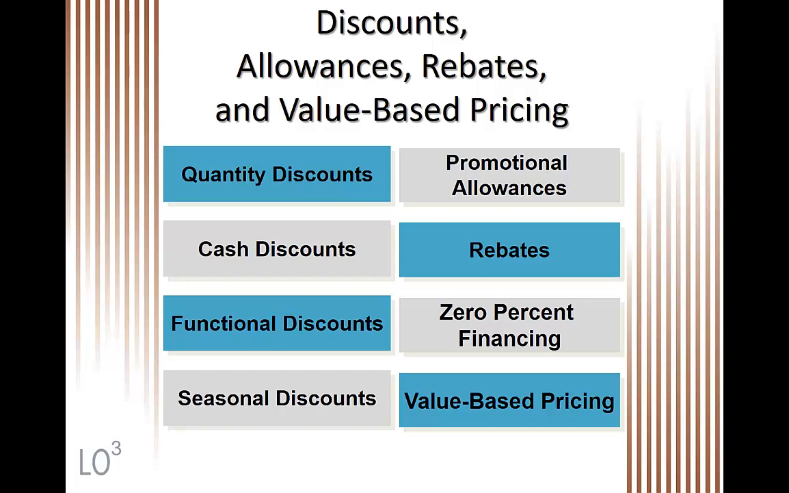Functional discounts, aka trade discounts, are offered when the channel intermediaries perform a service for the manufacturer. Seasonal discounts are lower prices for buying merchandise out of season. Promotional allowances or trade allowances are payments to dealers for promoting the manufacturer's products. Rebates are cash refunds given for purchasing a product within a specific period. 0% financing offers no interest charged to increase sales. However, it does cost the manufacturers.